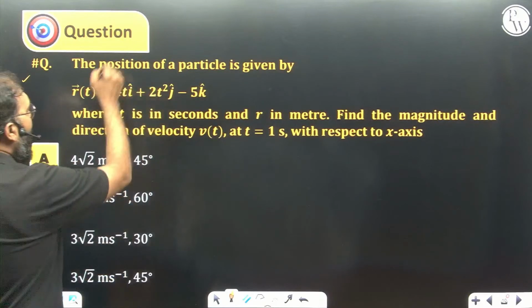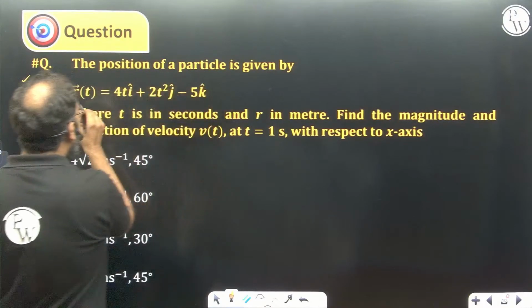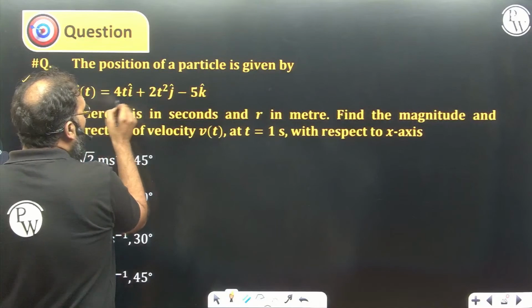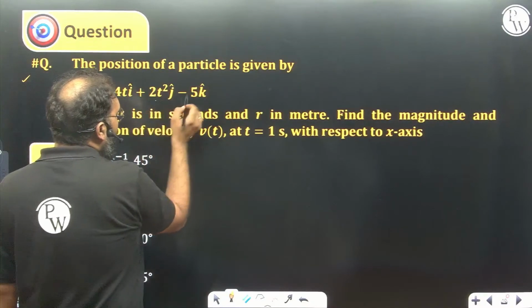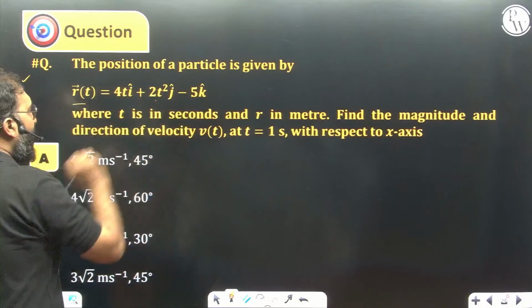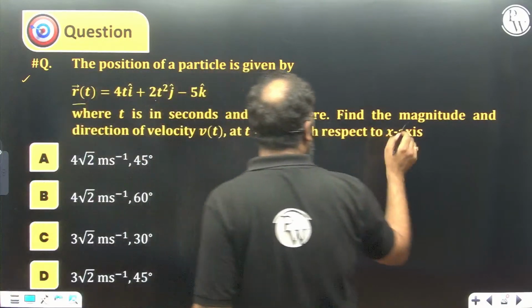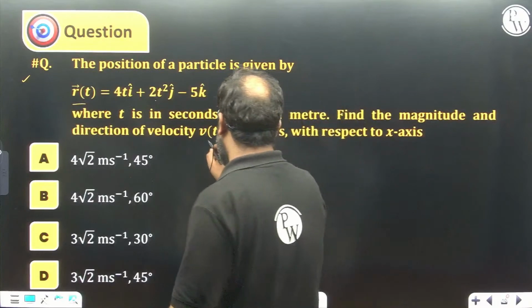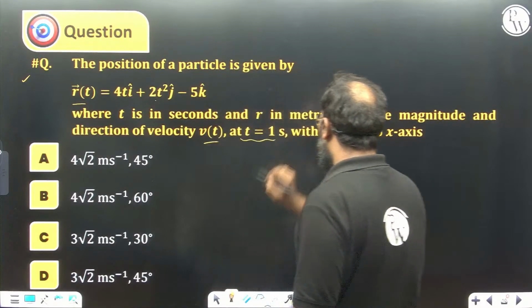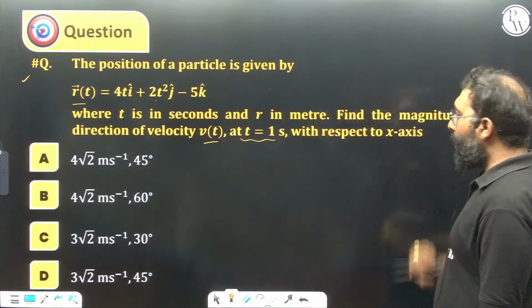It's given that the position of the particle is given by r(t) equals 4t i cap plus 2t square j cap minus 5 k cap, where t is in seconds and r is in meters. Find the magnitude and direction of the velocity at t equals 1 second with respect to the x-axis.